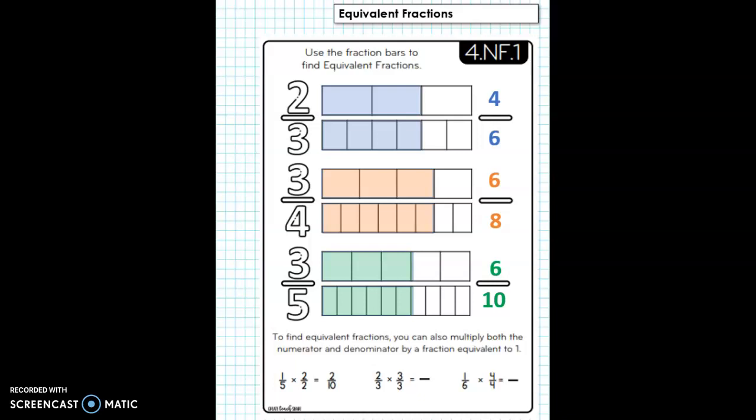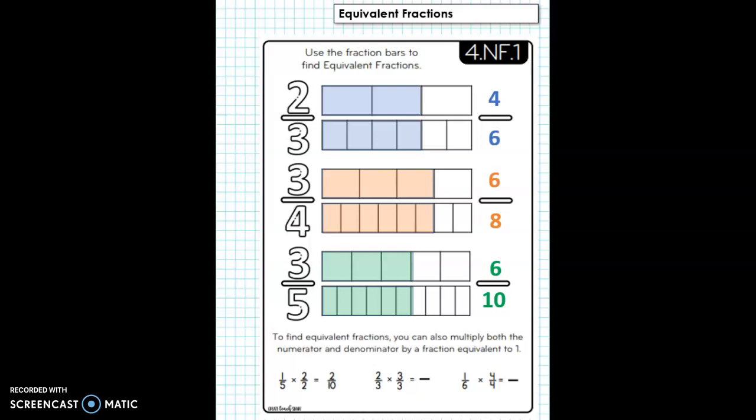We can also work backwards using division. If I had started with the number 2/10, I could look at that number and say, oh, they're both even. They're both divisible by 2. 2 divided by 2 is 1. 10 divided by 2 is 5, to get the simplest form of 1/5.